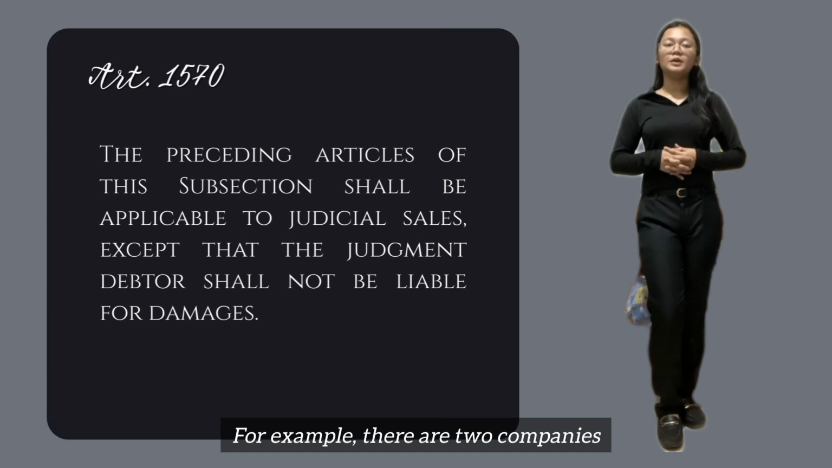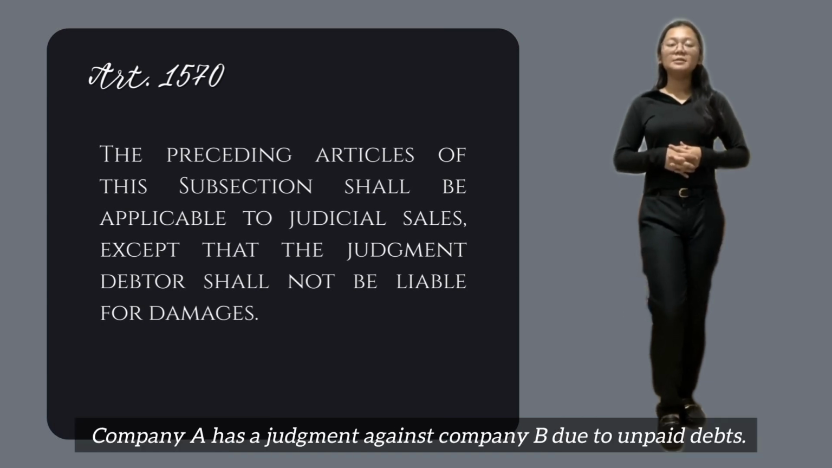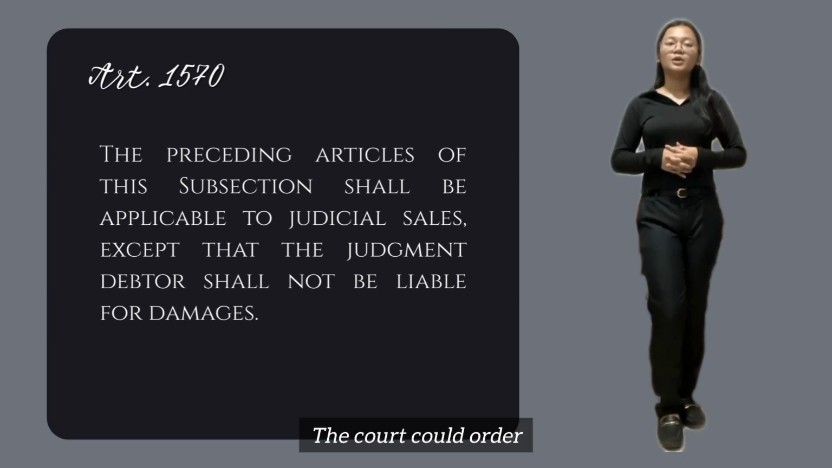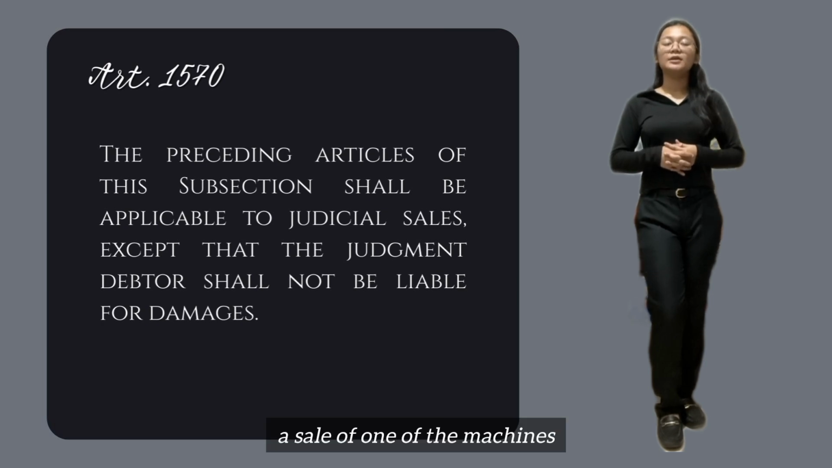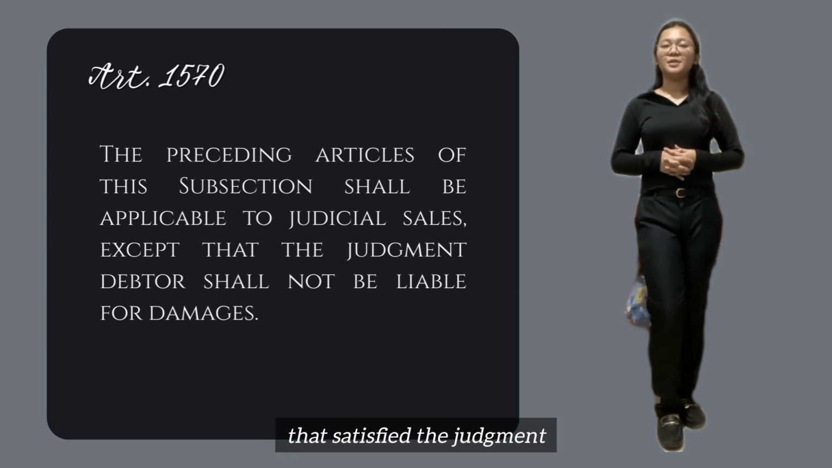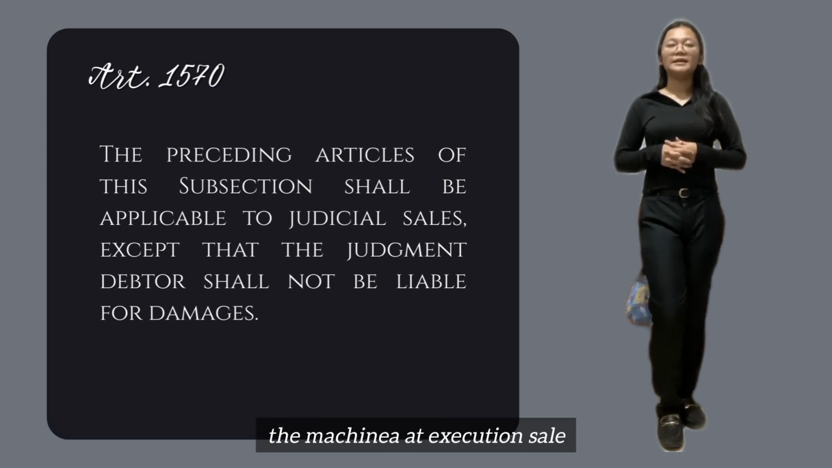For an example, there are two companies, Company A and Company B. Company A has a judgment against Company B due to unpaid debts. The court could order a sale of one of the machines of Company B to satisfy the judgment. Mr. Lim purchased the machine at the execution sale.